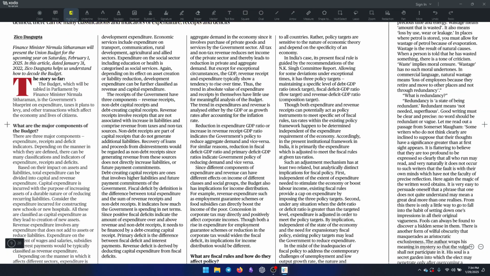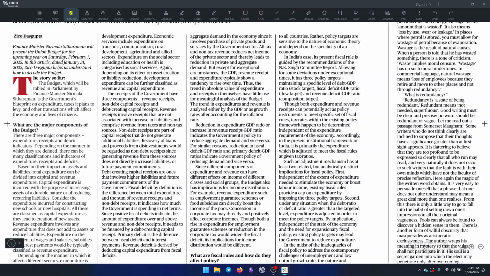In this article dated 31 Jan 22, Zico Dasgupta helps us understand how to decode the budget. The budget will be tabled in Parliament by Finance Minister Nirmala Sitharaman. It is the government's blueprint on expenditure, taxes it plans to levy, and other transactions which affect the economy and lives of citizens.